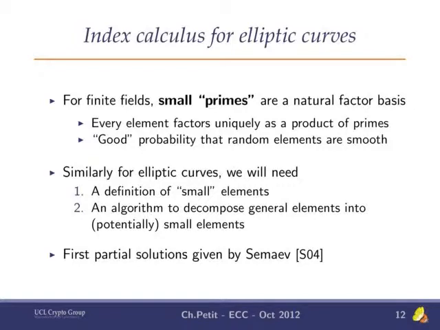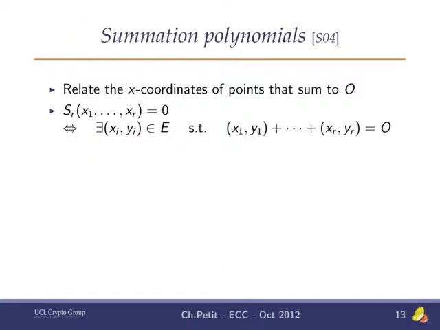Okay, so the first partial solution to this problem was given by Semaev. Okay, a key ingredient to adapt index calculus to elliptic curves is what's called summation polynomials. So those polynomials basically relate the x-coordinates of points on the curve that sum to 0. Okay, so more formally, the polynomial S_R is a multivariate polynomial in R variables. It's equal to 0 if and only if there exist points on the curve (xi, yi) such that those sum up to the point at infinity.